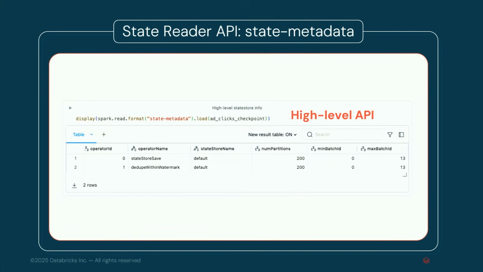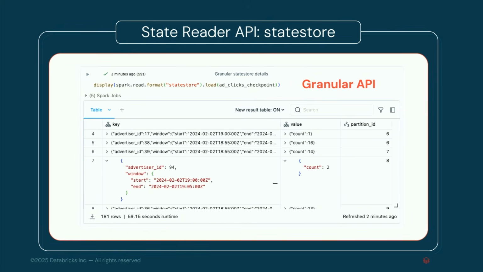Now you can use the state-metadata data source to look at the high level of your streaming state, like the operator ID, number of partitions, and so on. And there's another one called state-data, which provides more low-level information, like the partition ID and the raw JSON string of your state.